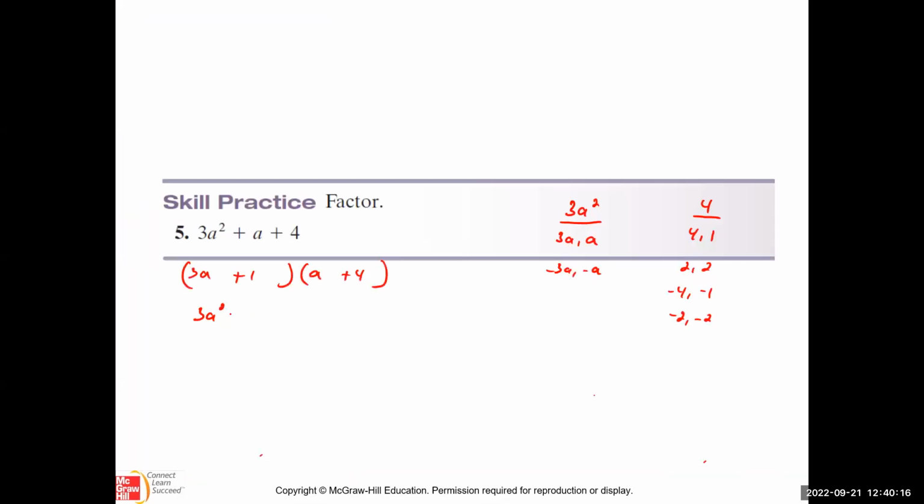So right off the bat, you can see that I'll get 13a in the middle if I do the 1 and the 4. And so that's not going to work for me. So I'm going to go ahead and try a different one. I'm going to do the plus 4 and the plus 1. 3a squared plus 3a plus 4a plus 4. That's going to give me 7a. So that also is not going to work.